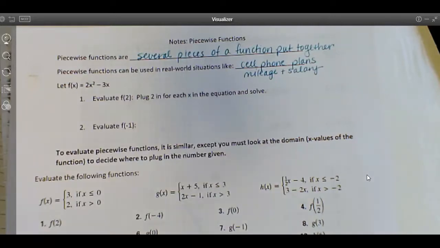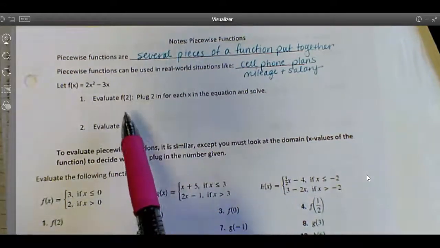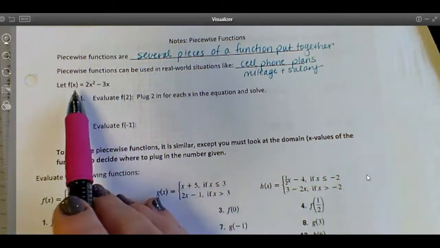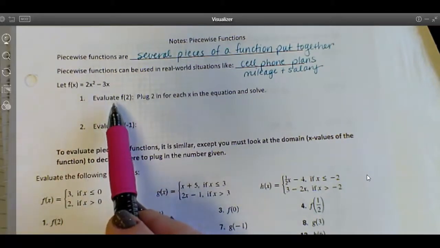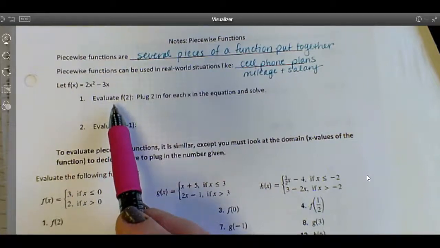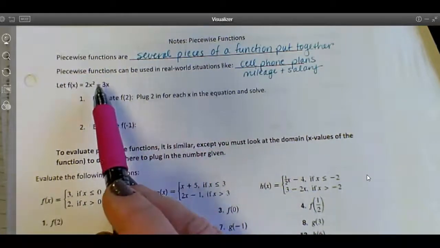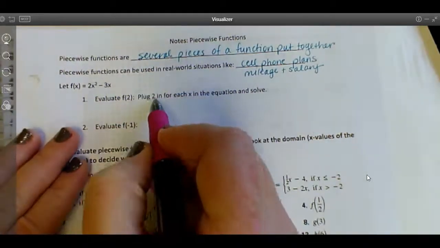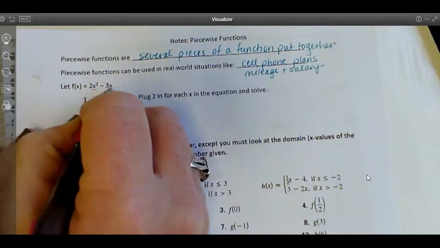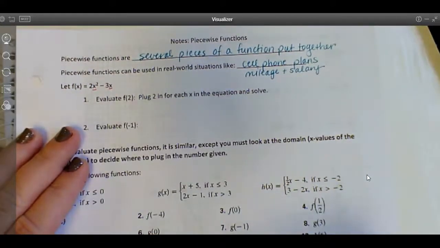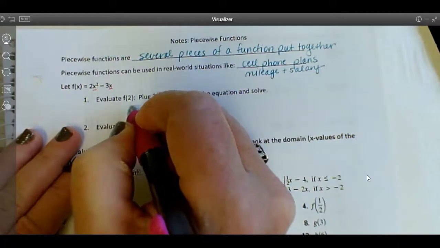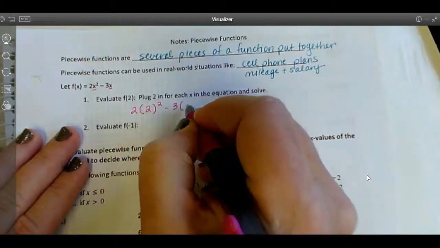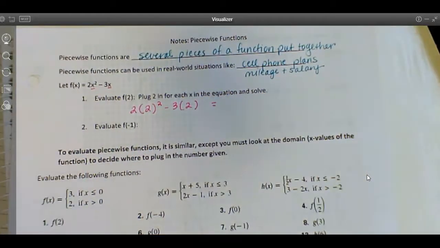But let's talk about how we actually do it. So first of all, before we go into some piecewise function, let's just look at a normal function, f of x. It says, here's f of x, find f of 2. Well, if it tells you to do that, all that means is that you're going to plug in 2 into the equation. Just like with absolute value, you can evaluate it the same way. You're going to plug in a 2 for every x. If there's 2 x's, that number goes in for every x. So you'll have 2 times 2 squared minus 3 times 2. And then you just solve.